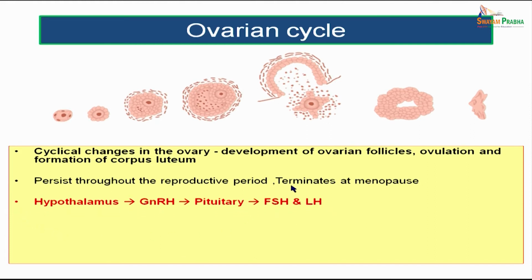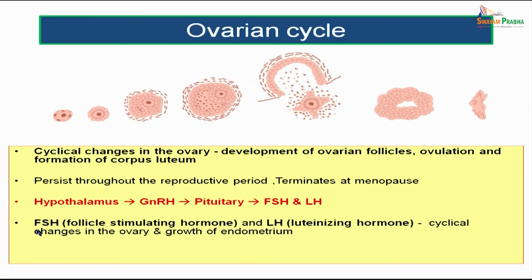The main control of the ovarian cycle is hormonal. The hypothalamus secretes gonadotropin releasing hormone, which stimulates the pituitary to release the two main hormones, FSH and LH. What do you mean by FSH and LH? FSH stands for follicle stimulating hormone and LH stands for luteinizing hormone. As the terms imply, follicle stimulating hormone stimulates the follicles, and luteinizing hormone stimulates the formation of the corpus luteum.